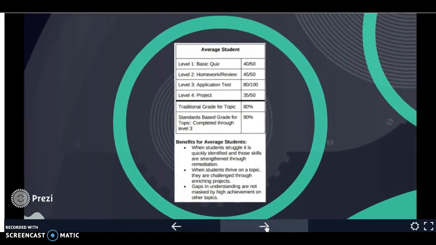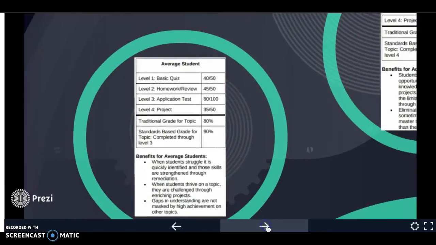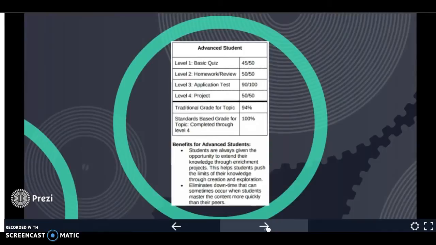Standards-based grading also benefits the average student because they can get remediation and enrichment depending on their individual strengths and weaknesses. Also, gaps in understanding are not masked by high achievement on other topics. Students are always given the opportunity to extend their knowledge through projects. This eliminates downtime that can often occur when students master content more quickly than their peers.